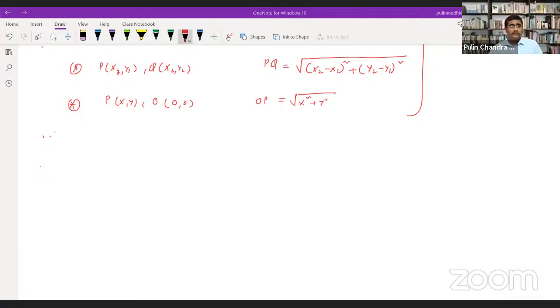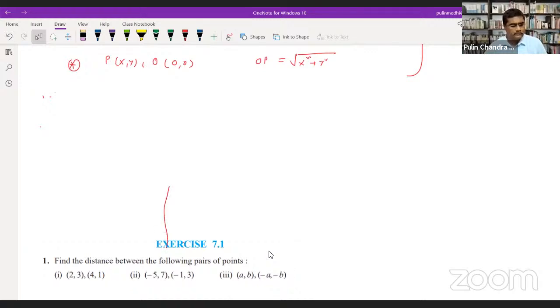Please scroll on. Yes, it is here. We have these questions in the book. Exercise 7.1 directly. इसमें से एक या दो क्वेश्चन मैं करता हूँ. There's a small disturbance. Okay, anyway, that is not a problem.